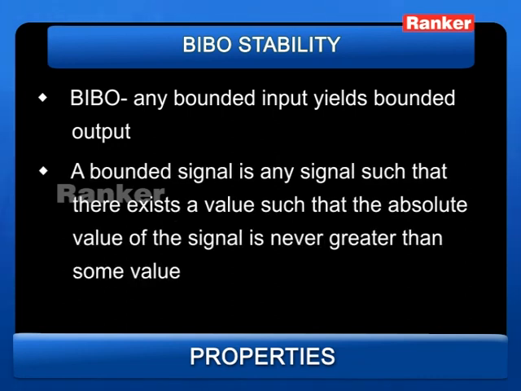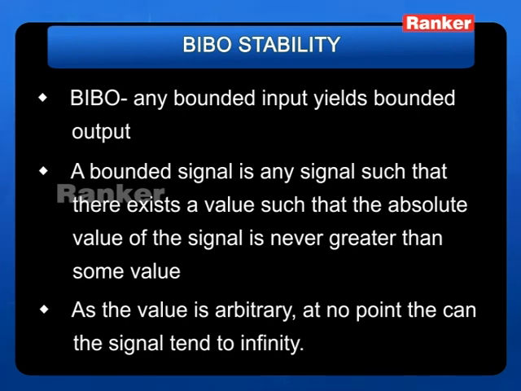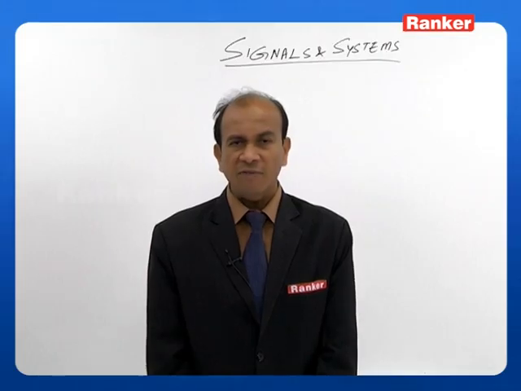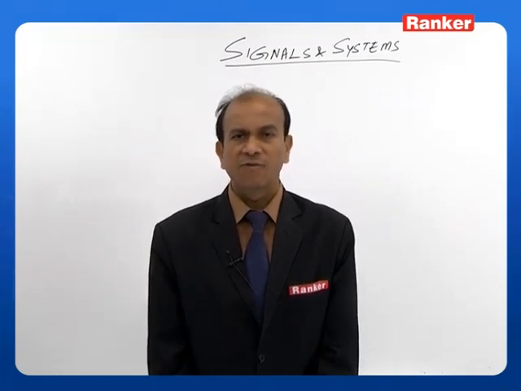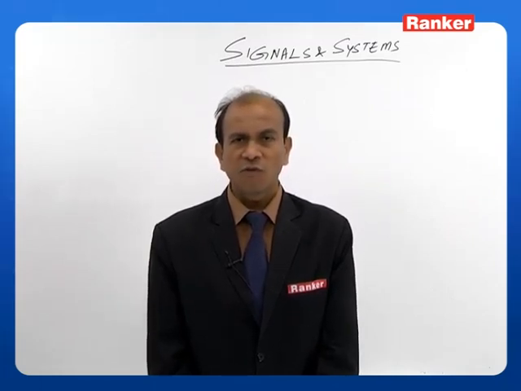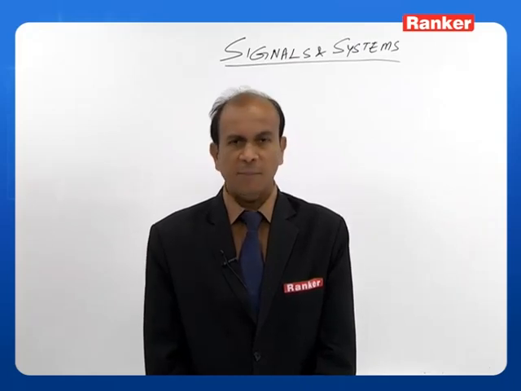That means a bounded signal is any signal such that there exists a value such that the absolute value of the signal is never greater than that value. Okay. As the value is arbitrary, at no point can the signal tend to infinity. So we should ensure that the signal is not moving towards infinity, it is in fact having a certain value which is always less than infinity. So this is the condition for BIBO stability.